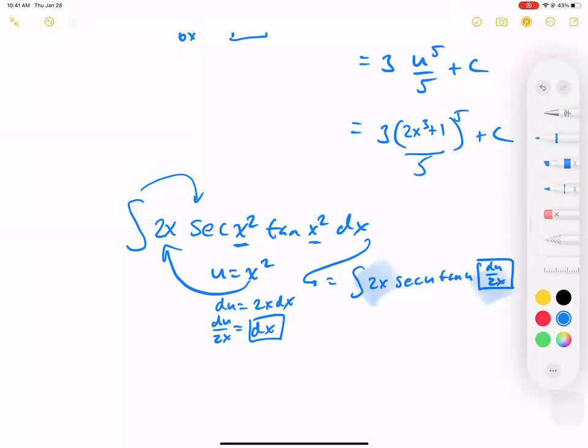Is it u squared or no? u is not squared because I chose my u to be x squared, the whole exponent also. If you look here, u is x squared, so I replace the x squared with a u.